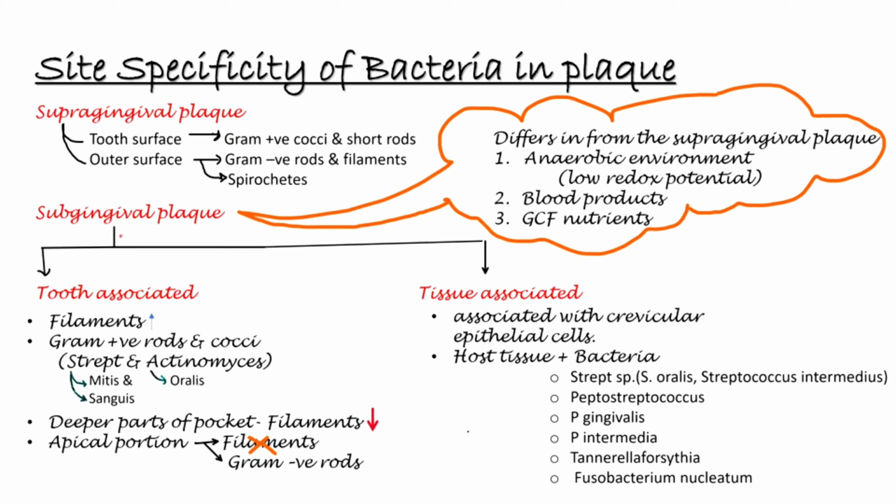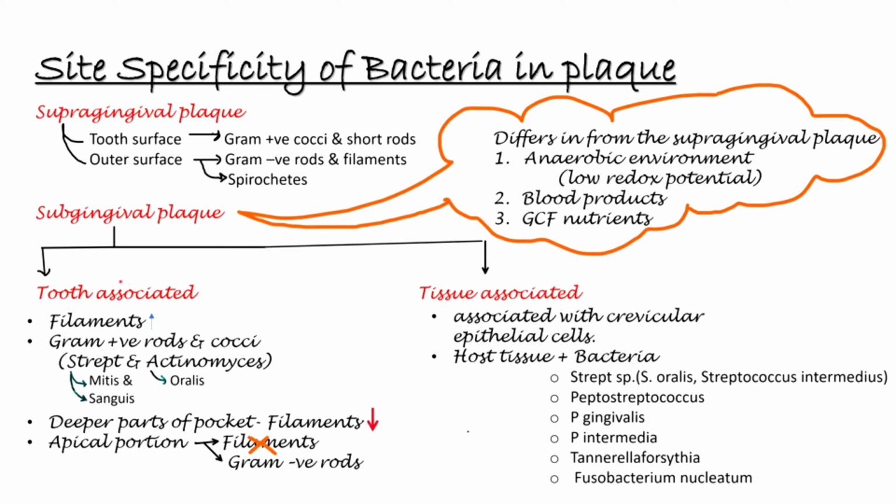In general, the subgingival microbiota differs in composition from supragingival plaque primarily because of the availability of blood products and a low reduction oxidation or redox potential which characterizes the anaerobic environment. Also, the availability of GCF nutrients to bacteria in subgingival plaque.